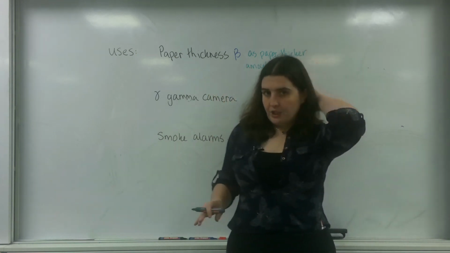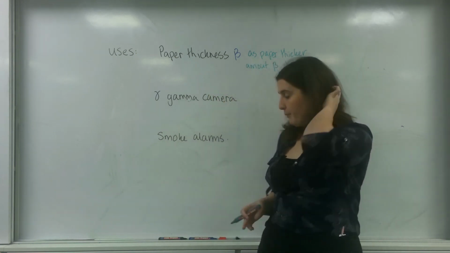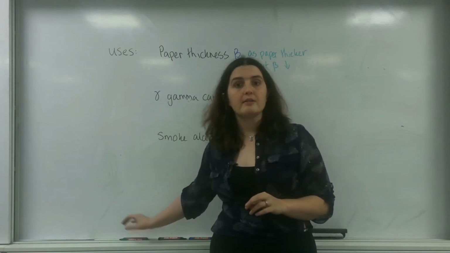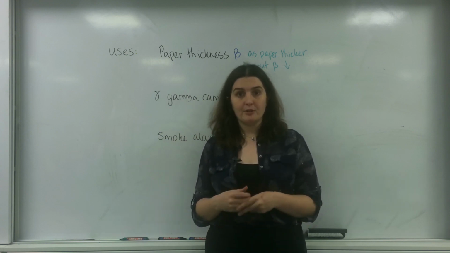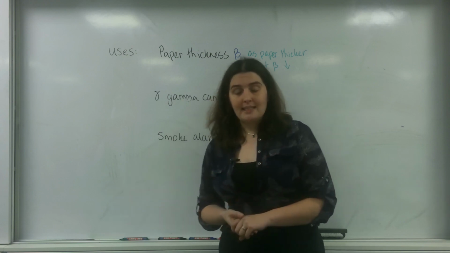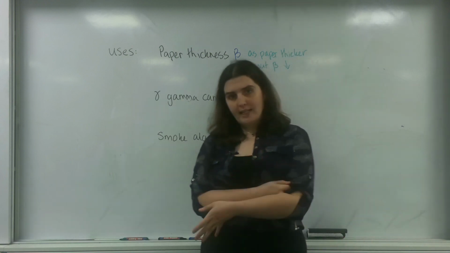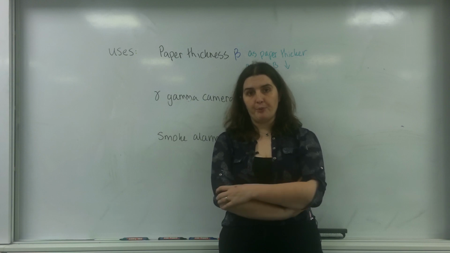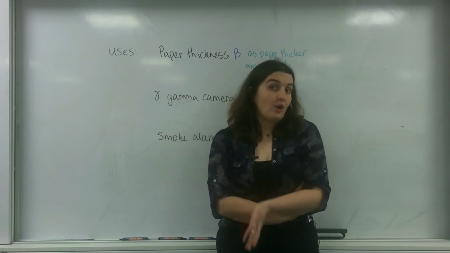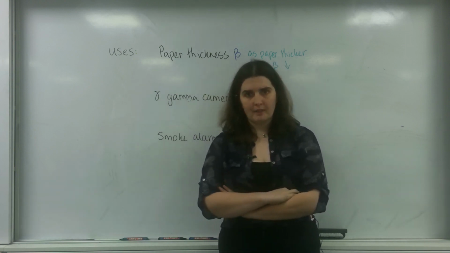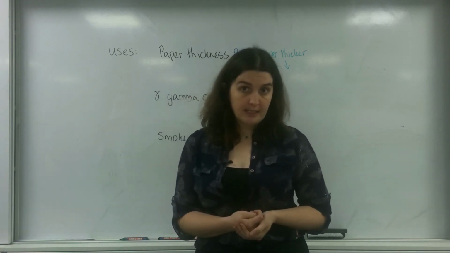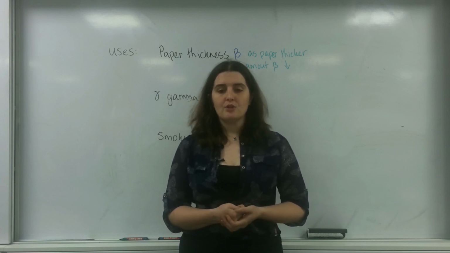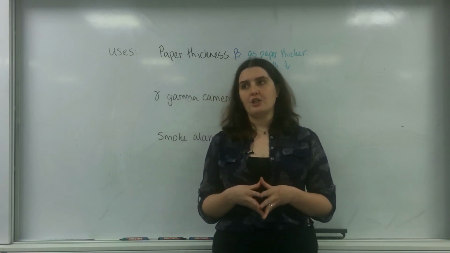Another use for radiation is a gamma camera. Now, a gamma camera is something used in medical science. I'm going to place a picture of what a scan from a gamma camera looks like now. What happens is that a person is injected with a radioactive isotope that is giving off gamma radiation. So this gamma radiation is being given off, you're injected with this, and a gamma camera picks up that radiation.